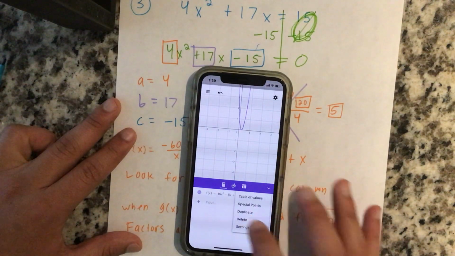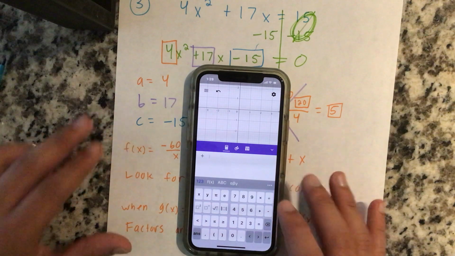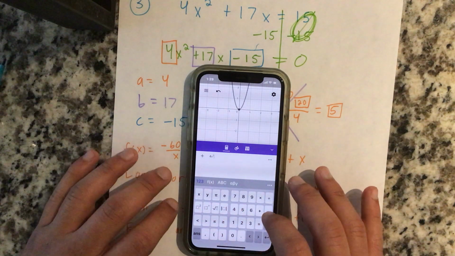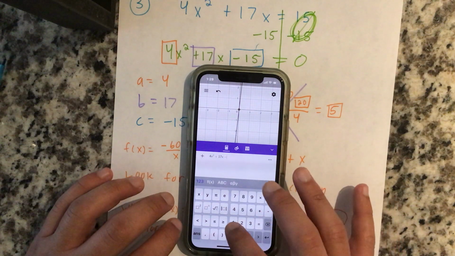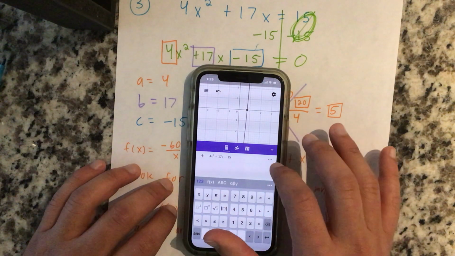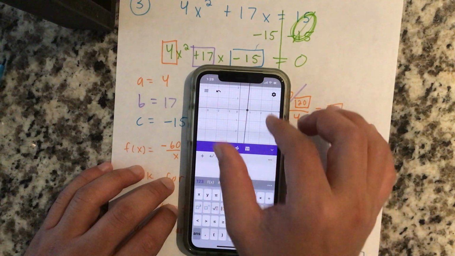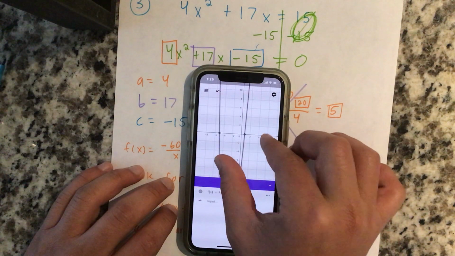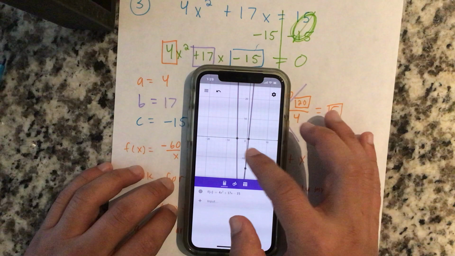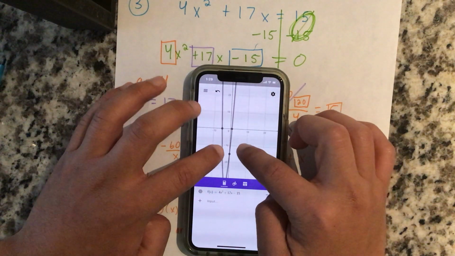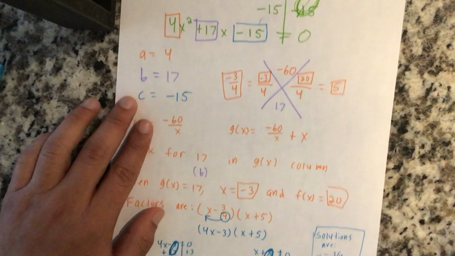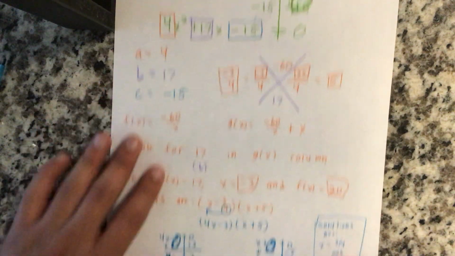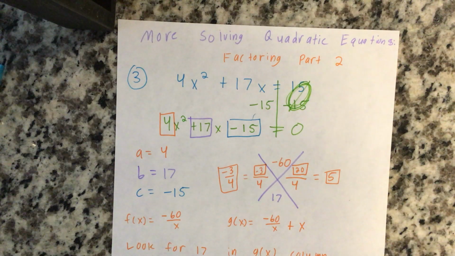So let me delete that one. If I do 4x squared plus 17x minus 15, I get that, but let me zoom out. That's too much. There we go. When I zoom out, I see that my quadratic crosses the x-axis twice. That's why I have two solutions. Do y'all see how that's coming together? Hopefully y'all do. Okay? So that one's done.